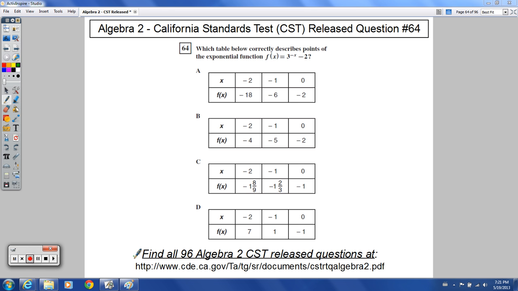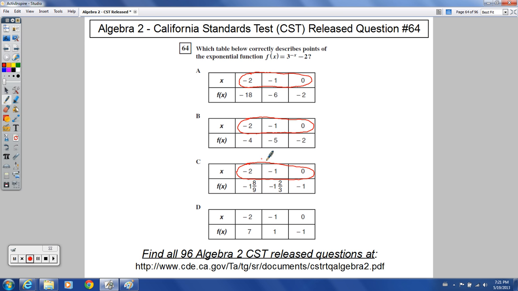Hello, welcome to Algebra 2 CST release question 64. It says, which table below correctly describes points of the exponential function f of x equals 3 to the negative x minus 2? And I noticed, looking at these answer choices, that they all have the same x values. That is nice. That means I won't have to try to compare a bunch of different values.